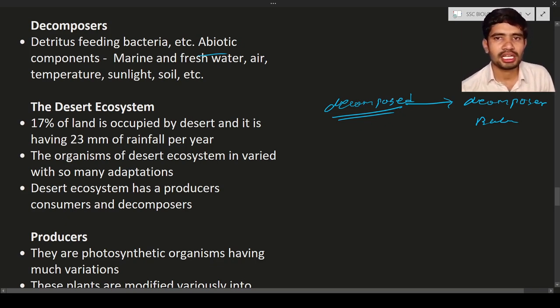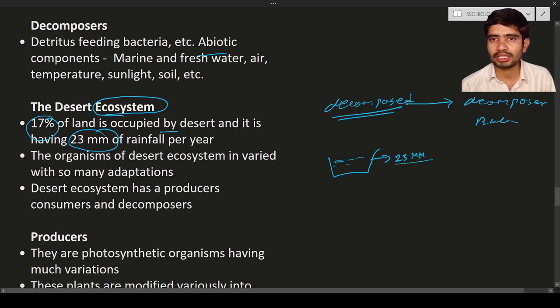Okay, so next is the desert ecosystem. The desert ecosystem is nothing but the ecosystem present in the desert. If you compare, 17% of the land is occupied by desert, and it has 23 mm of rainfall per year. There is a cup to measure rainfall, with markings showing how much water is filled, and they will measure it. Here there will be 23 mm of rainfall in the desert.